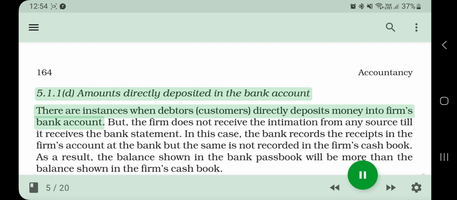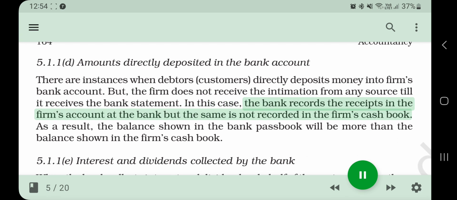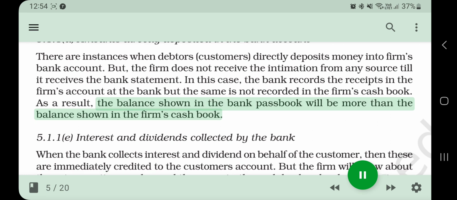5.1.1 d. Amounts directly deposited in the bank account. There are instances when debtors, customers, directly deposit money into the firm's bank account. But the firm does not receive intimation from any source till it receives the bank statement. In this case, the bank records the receipts in the firm's account at the bank, but the same is not recorded in the firm's cash book. As a result, the balance shown in the bank passbook will be more than the balance shown in the firm's cash book.